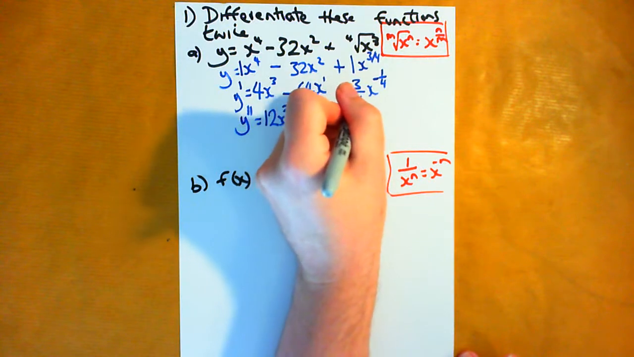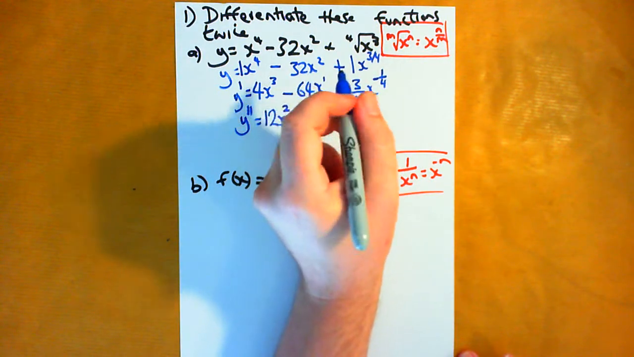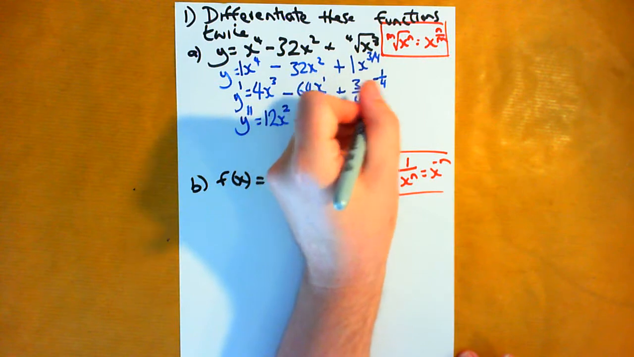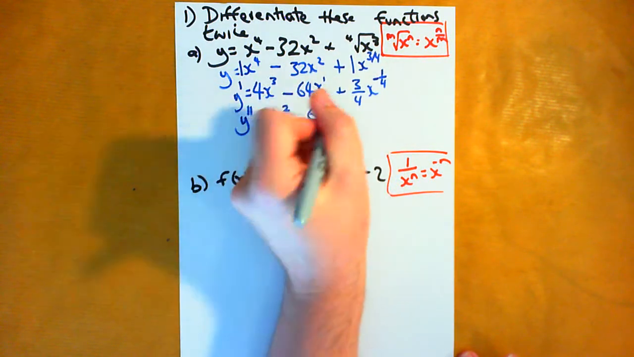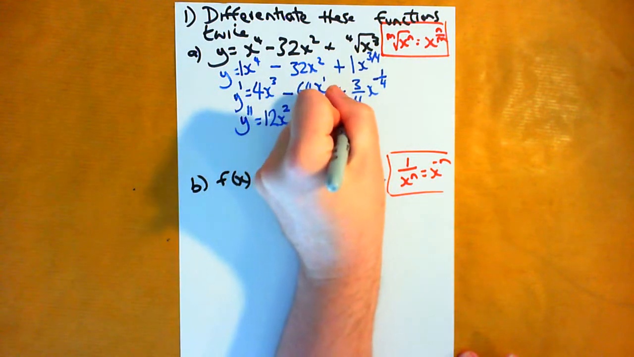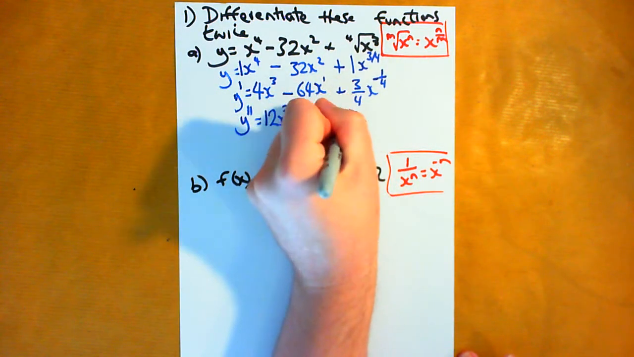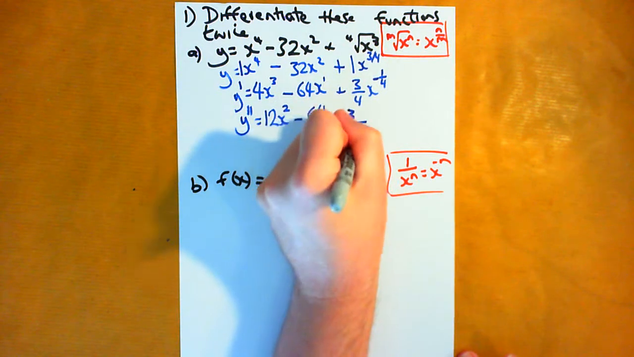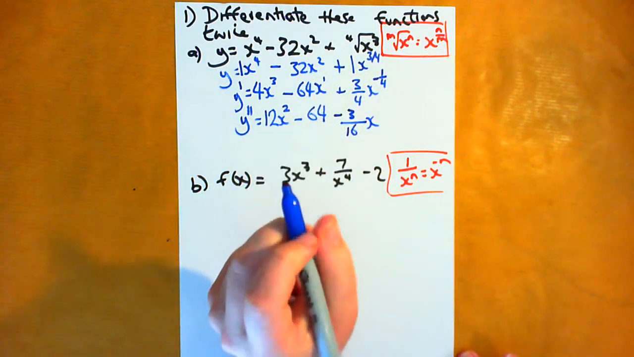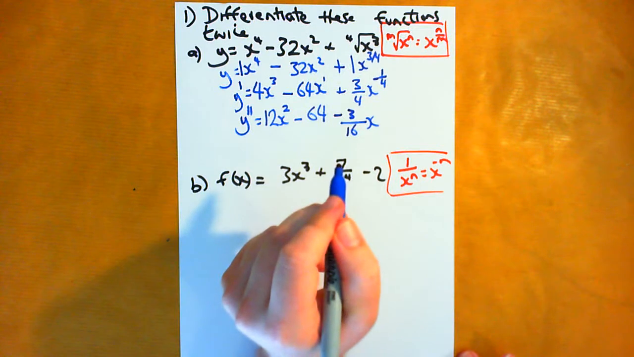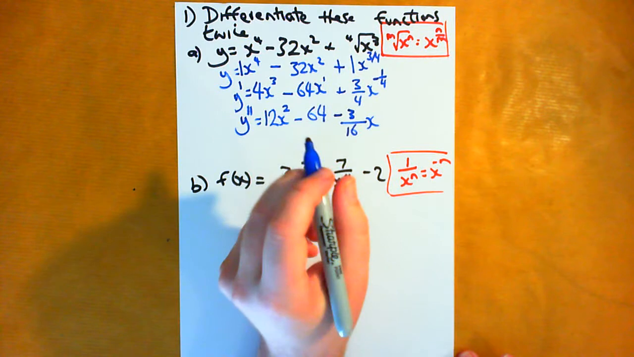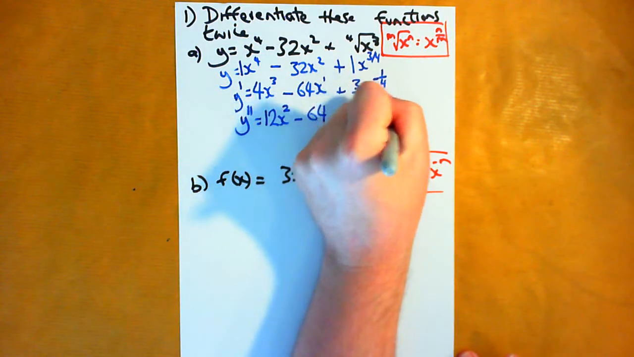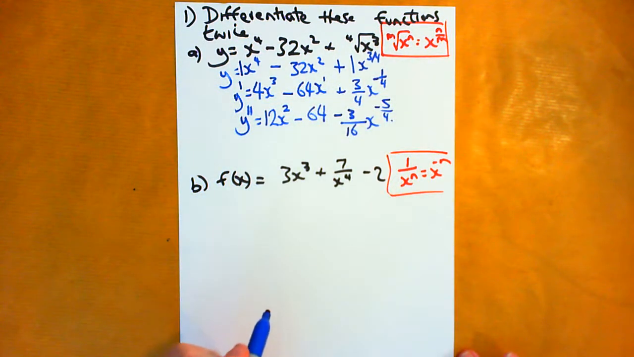Plus, we've got 3/4 times minus 1/4. Multiplying two fractions, you go straight across the top, so that's going to be minus 3 on top, and 4 times 4 on the bottom gives you 16. x to the power of minus 1/4 minus 1 is minus 1 over 4 minus 4 over 4, which is minus 5 over 4. Okay, great. So that's the first function differentiated twice.